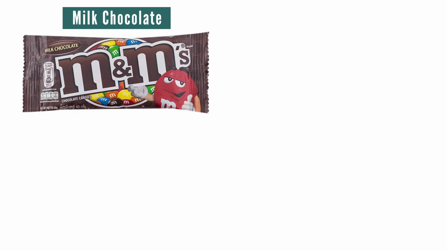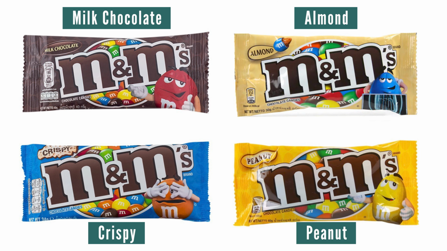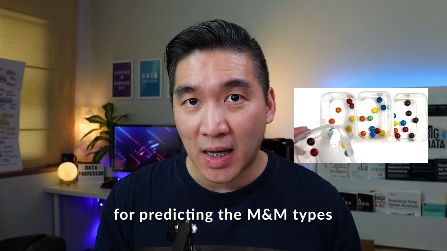Here, I have different types of M&Ms: original milk chocolate, almond, crispy, and peanut. In this video, we're going to be building a theoretical machine learning model for predicting the M&M types, which we'll be using as the class label.